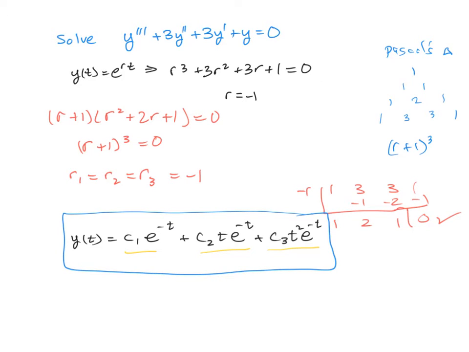And again, you could check that linear independence by finding the Wronskian and showing that it's not equal to 0. And you can prove that this is a solution by taking the first, second, and third derivatives, substituting into the original differential equation, and getting 0 as the result of that computation.